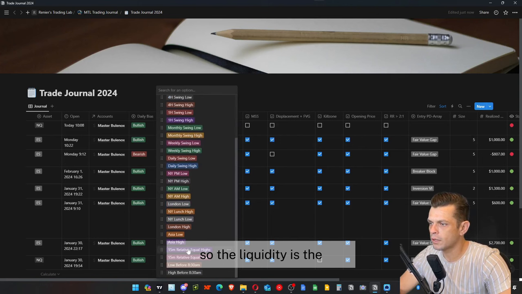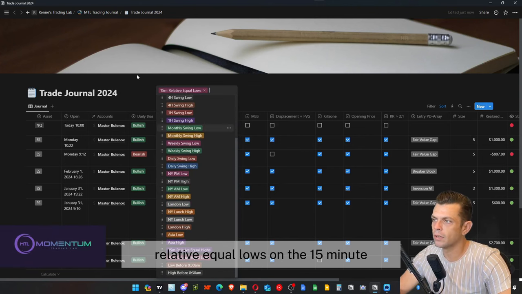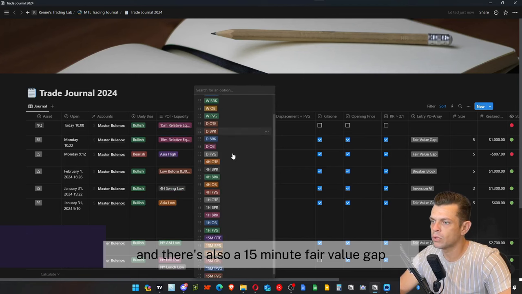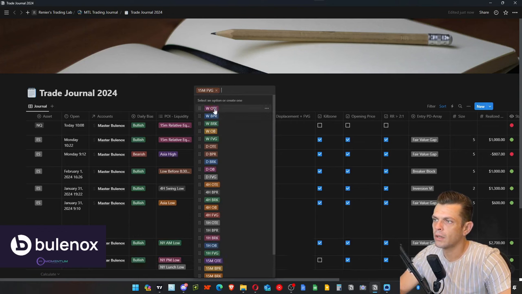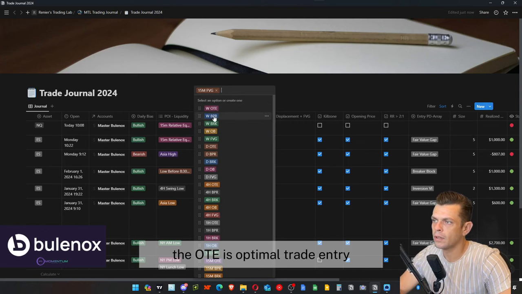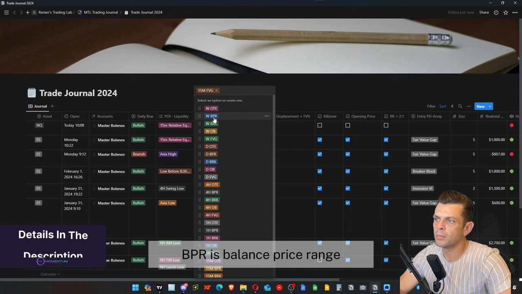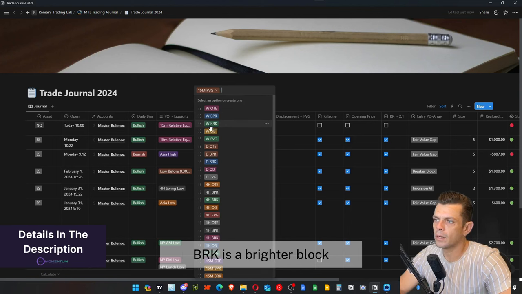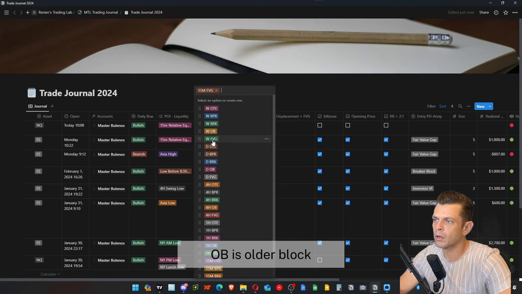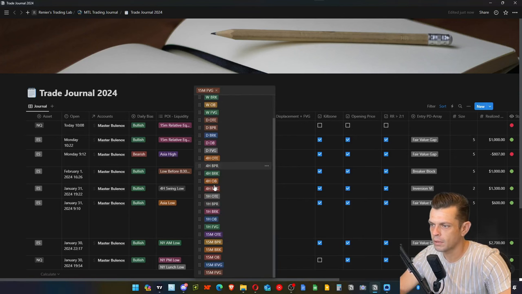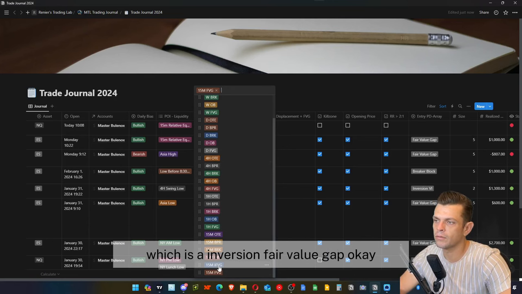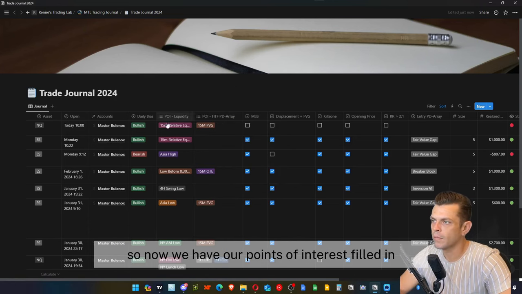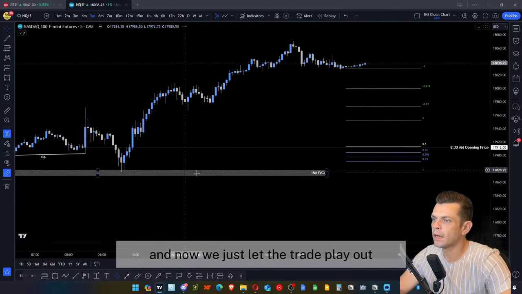So the liquidity is the relative equal lows on the 15 minute, and there's also a 15 minute fair value gap. So just for all of these abbreviations, the OTE is optimal trade entry, BPR is balanced price range, BRK is a breaker block, OB is order block, FVG is fair value gap, and I think that is most of them. And then there's also IFVG, which is inversion fair value gap. Okay, so now we have our points of interest filled in, and now we just let the trade play out.